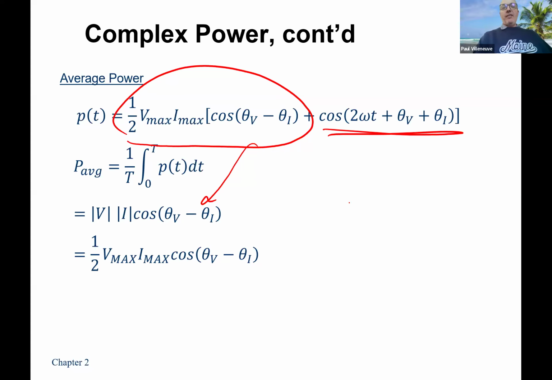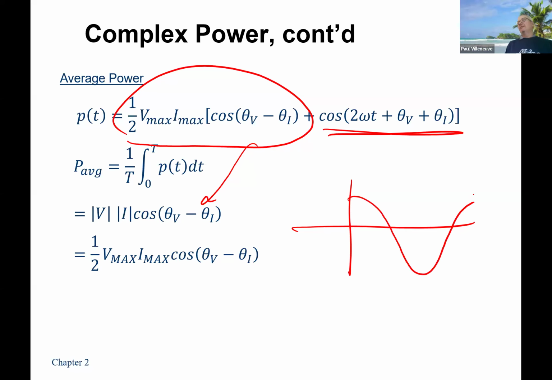Let me ask you a question. If I asked you to integrate that over one cycle, a cosine wave, what's the average value of a cosine wave? 0. Isn't this a cosine wave whose frequency is 2 omega t that's been phase shifted a little bit? So instead of something like that, let's say it looks like that. Still a cosine wave. Its average value is 0.